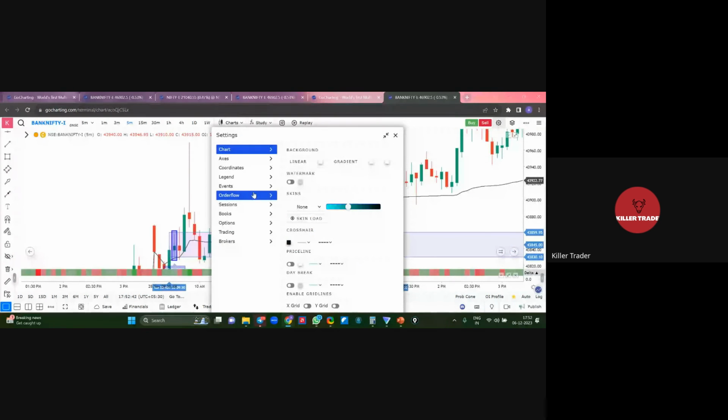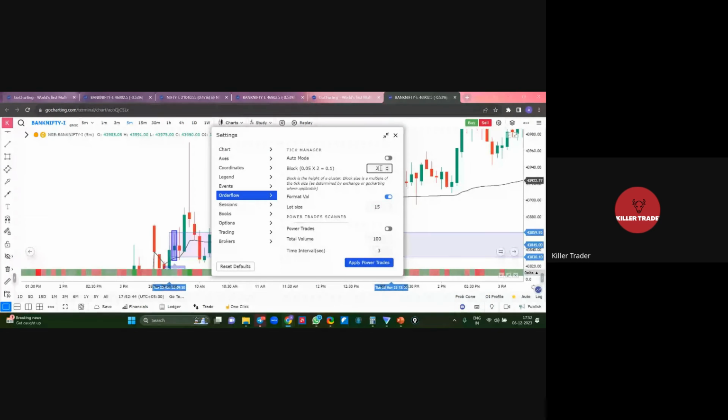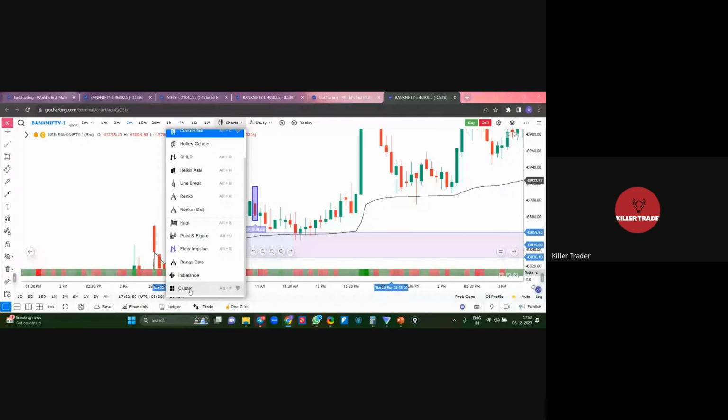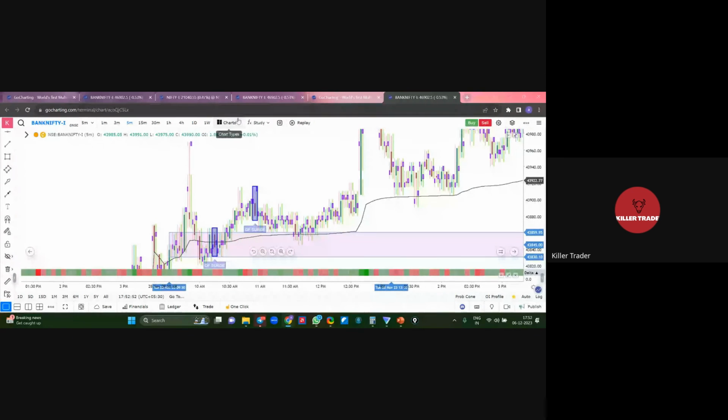Say that I change my tick size to 100. For example, okay, and I'm using my imbalance charts.